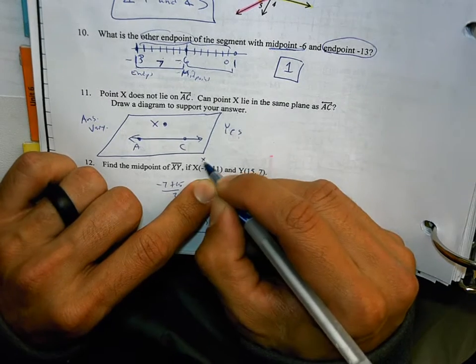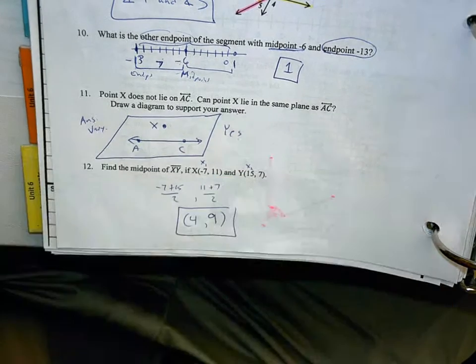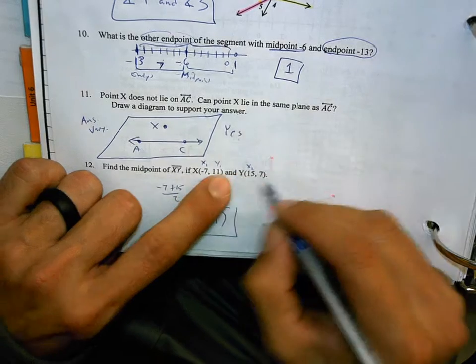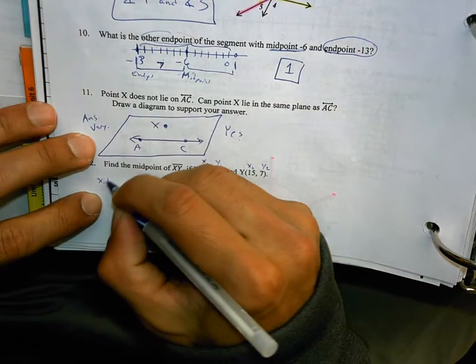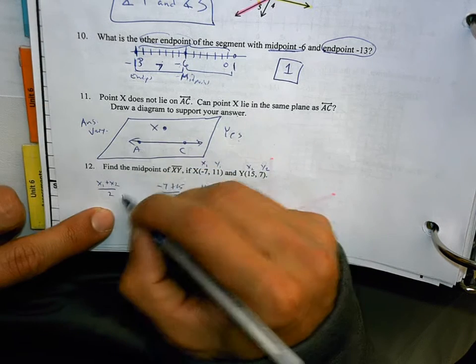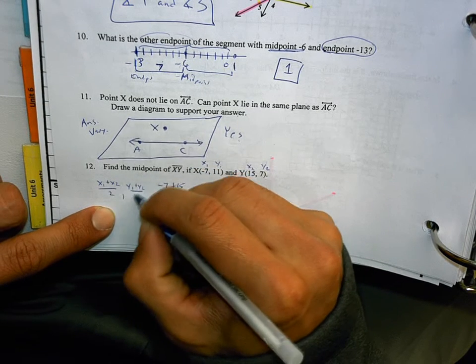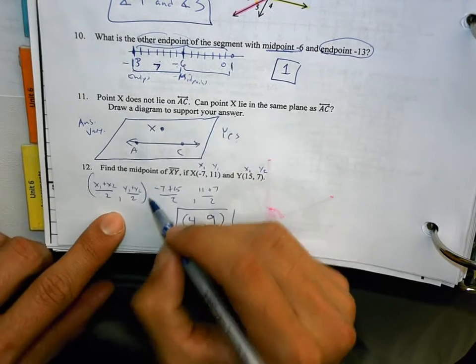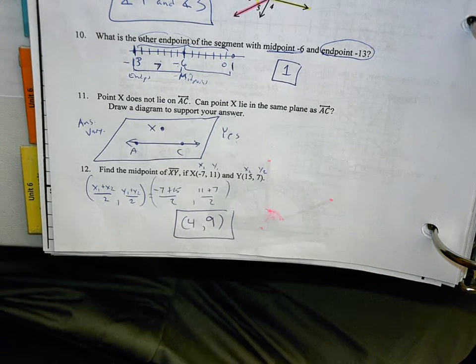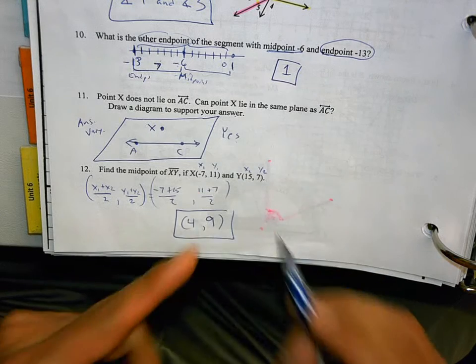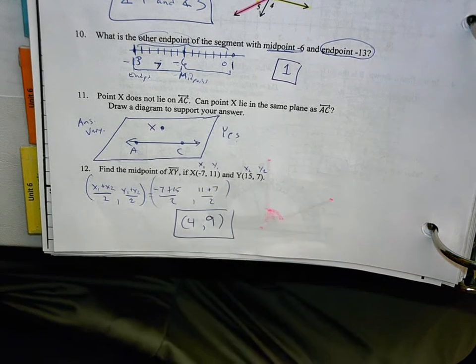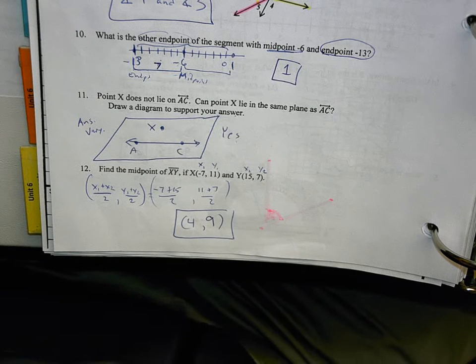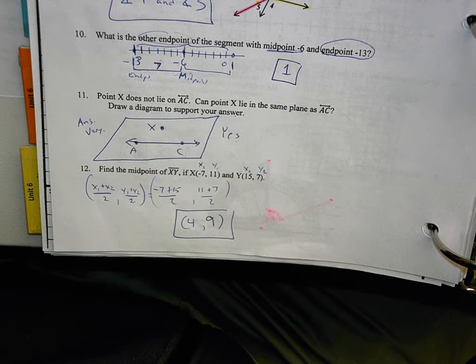Think of this as your first X, and this is your second X. Think of this as your first Y, and this as your second Y. What we're using is the formula (x1 plus x2) divided by 2, (y1 plus y2) divided by 2. We're using this formula to get our results. We're averaging our X's. Now we're going to average our Y's. 11 plus 7 is 18, divided by 2 is 9. Any questions on 12? Going to 13.